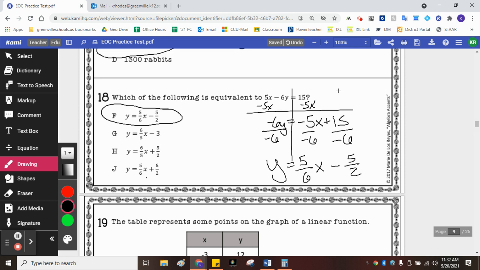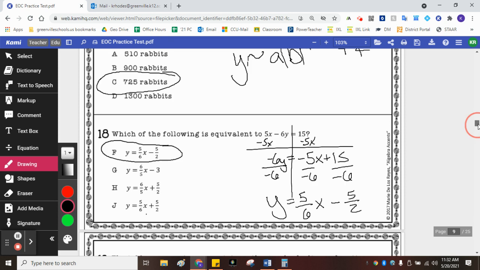Another way to do it, graph this in Desmos, graph this in Desmos. And you're looking for them to be the exact same. You were right. So you can graph all 4 of these in this one and just see which line is actually on the same line. That'd be the easiest way to do it.